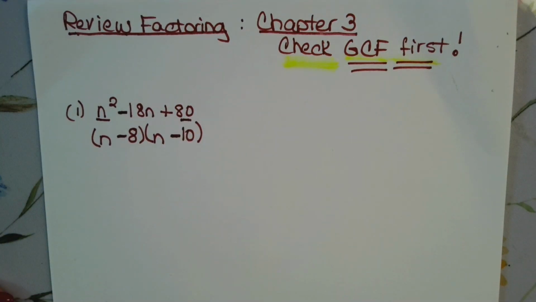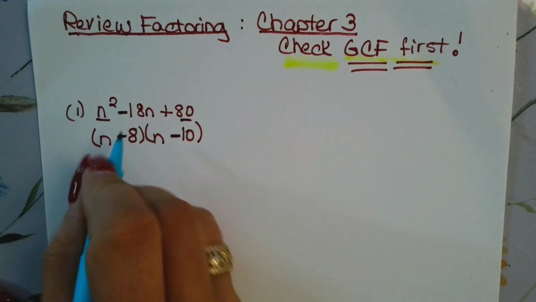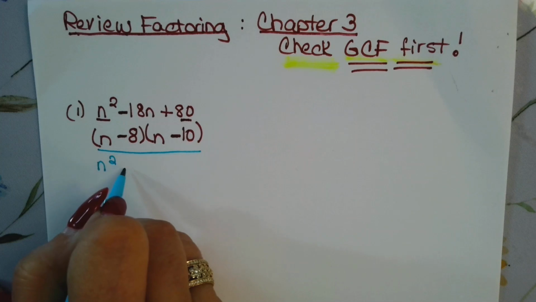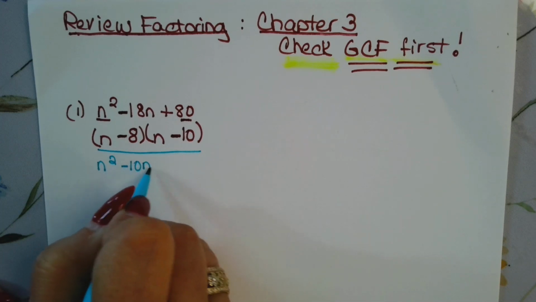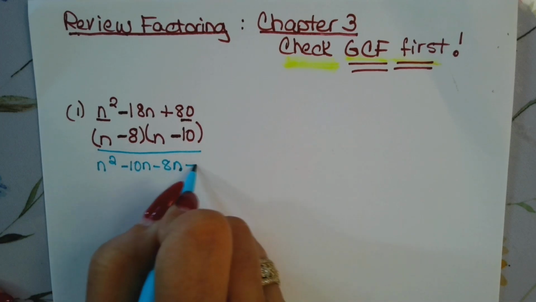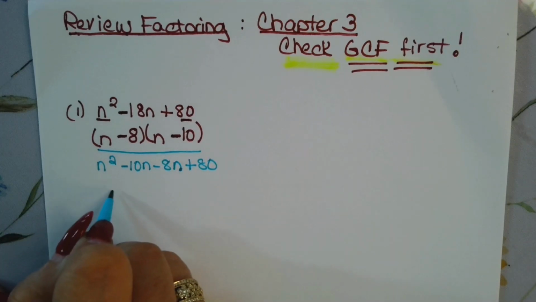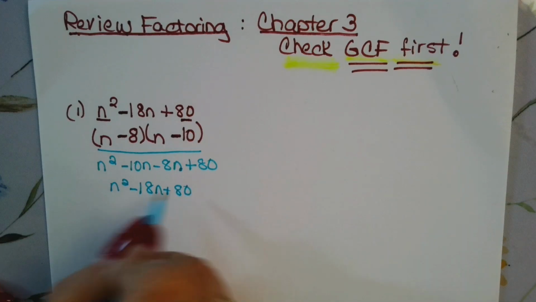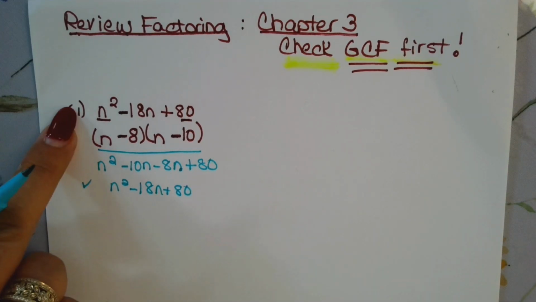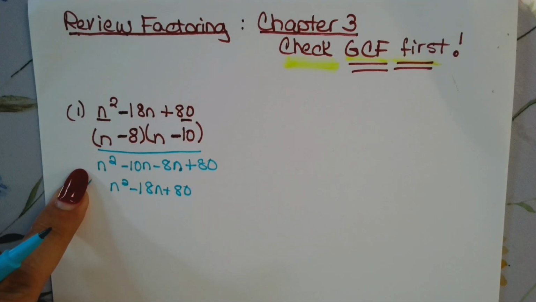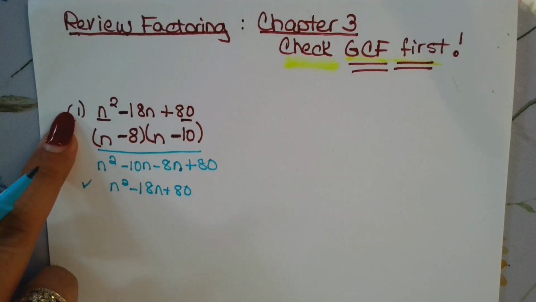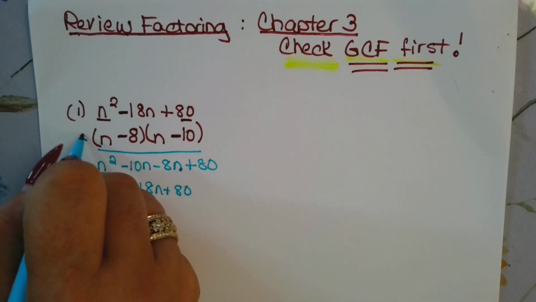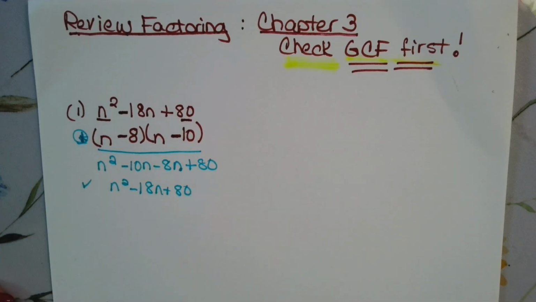Again, in order to check this, all you do is FOIL whatever you got. So this is n squared. That'll give you minus 10n minus 8n plus 80. And simplify. And you see that it is, in fact, the original expression that we wanted to factor, and we did. So this is the correct answer for number 1.